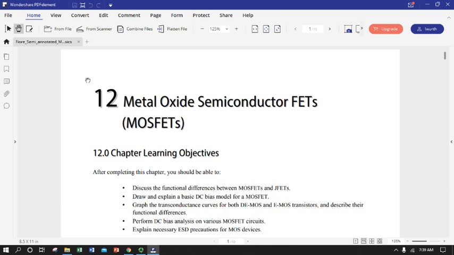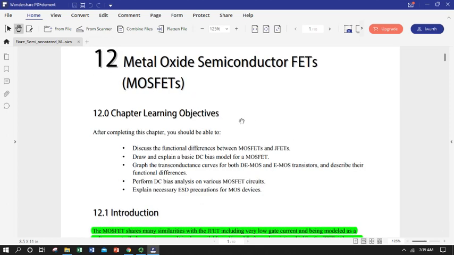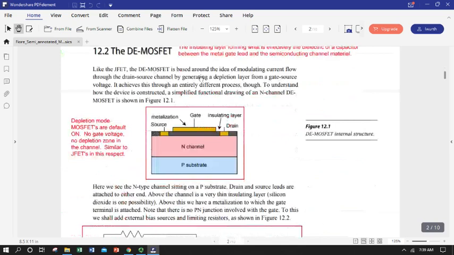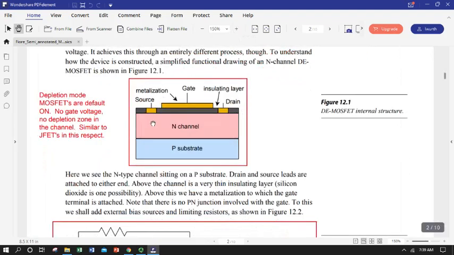We're going to build on everything we did with JFETs and introduce another variety of field effect transistors known as MOSFETs, metal oxide semiconductor field effect transistors, otherwise known as insulated gate. And that second term will make a lot more sense when you see a picture of it. So we're going to skip right to a schematic and use that to describe how these work.